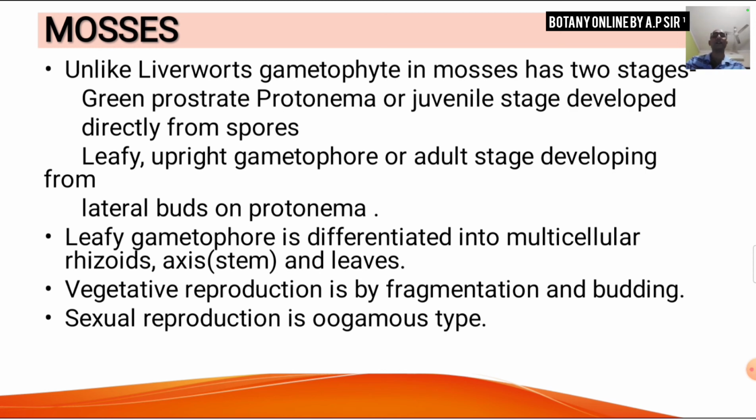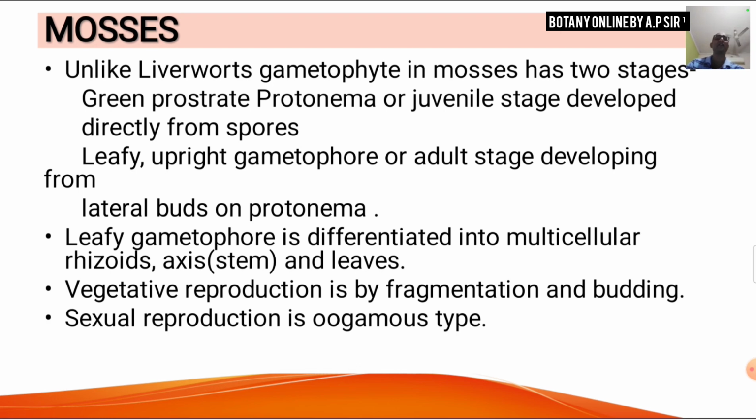Okay. In Hepaticopsida, the gametophyte was the plant body and it was thalloid, that means it was not differentiated into roots, stems and leaves. But in mosses, the gametophyte is differentiated into rhizoids, then an axis, we can say stem, and leaves, which are known as leafy appendages. So this is what we have on the general structures and types of bryophytes.